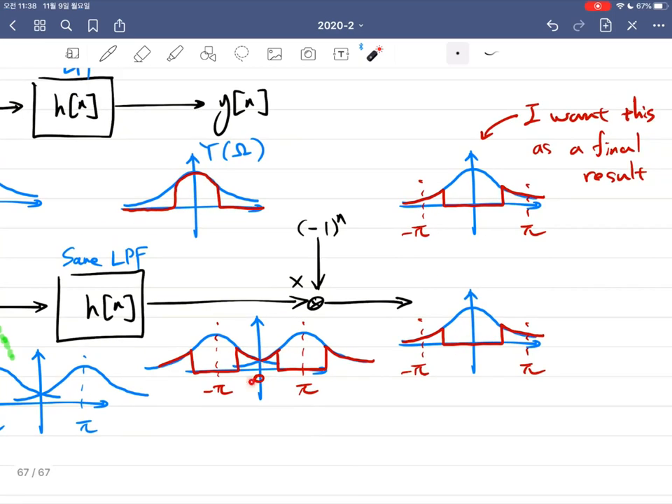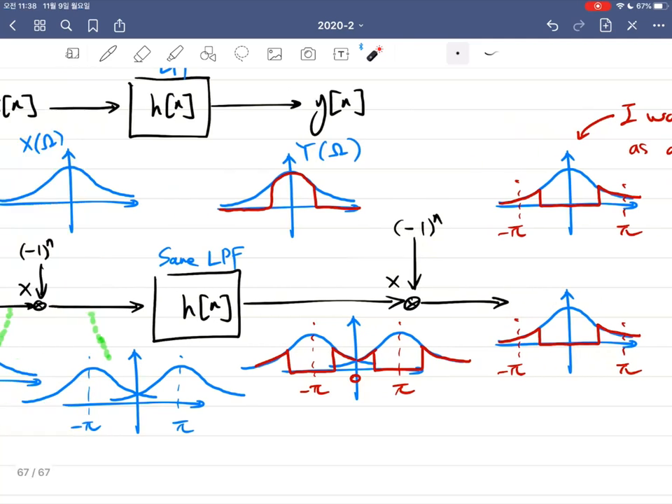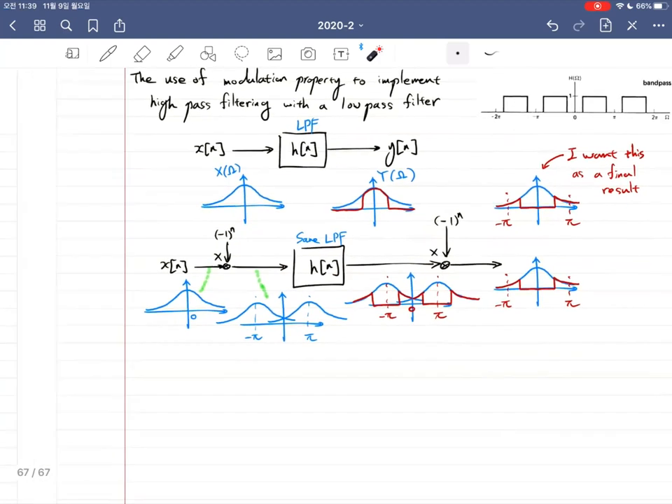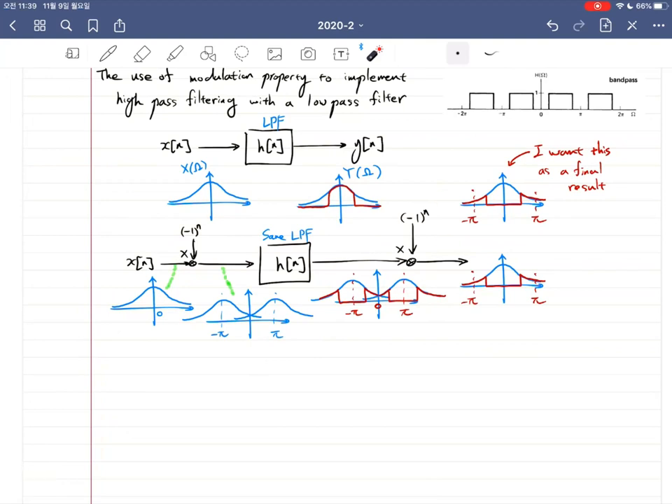However, this is not even close to the desired result, so I had to do the multiplication by (-1)^n one more time to restore this frequency response to the original one like this. So in summary, to make a high pass filtering effect with the low pass filter, you have to multiply by (-1)^n right before the input and right after the output. I mean, you have to do it twice. That's the point of this example application.